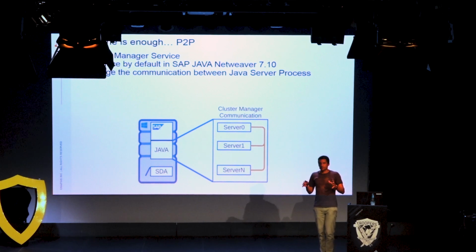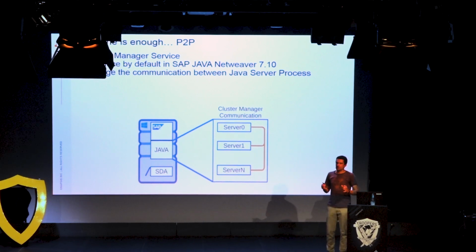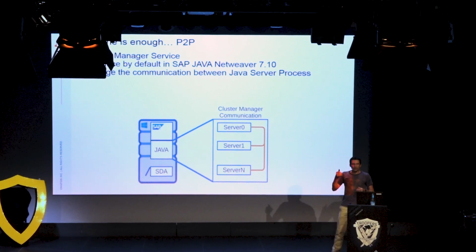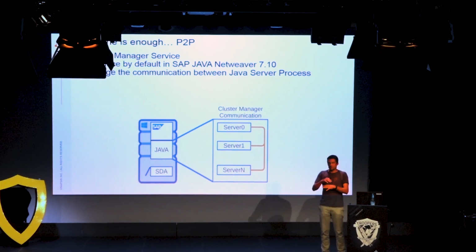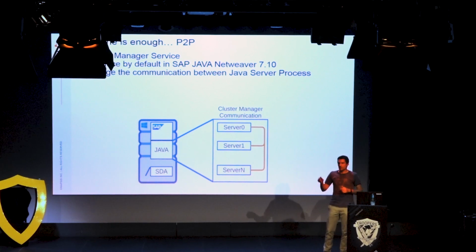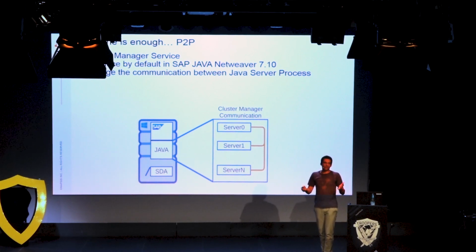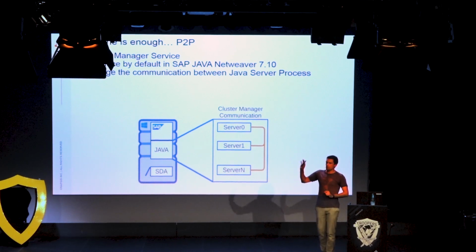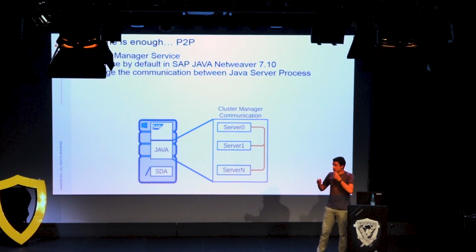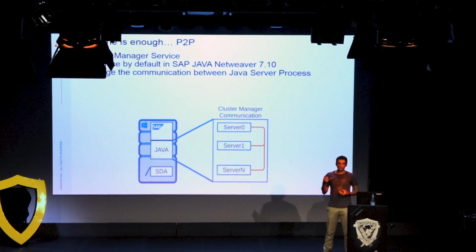So for the SAP Java NetWeaver, I will not go deeper into how it works because we haven't got time today. There is what we call a cluster. Basically, the Java part works with a cluster, server 0, server 1, etc. And the cluster, so these are Java processes, need to communicate with each other to say, hey, I do that, okay, I wait, or stuff like that. This communication is done by a proprietary protocol from SAP. The name is Cluster Manager Communication.